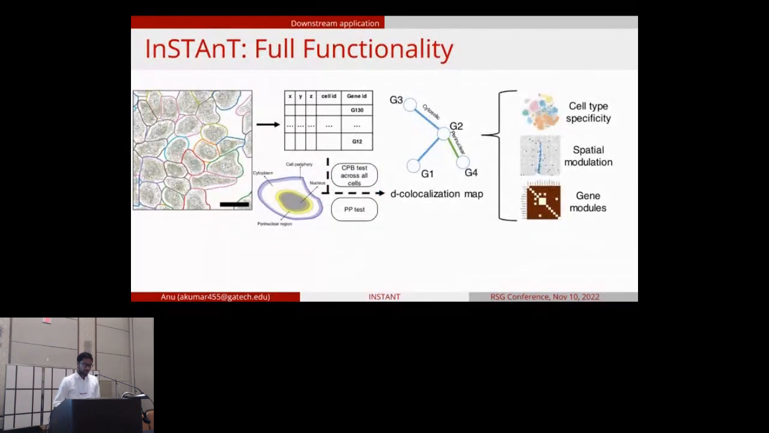So now I will give a big overview of the whole InSTanT functionality. We have a tissue, we do the PP test and CPV test, and this gives us a decolocalization map. I showed results up to this point. Now we can use this decolocalization map for further downstream analysis. I'll show results for three kinds of analysis: cell type specificity, spatial modulation, and gene module discovery.